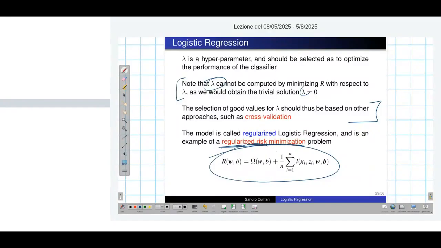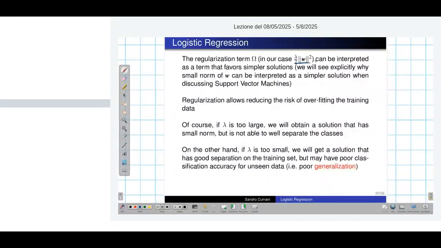Now, of course, this is part of a bigger framework which is called regularized risk minimization, where I have an empirical loss, as we have before, plus a regularization term that penalizes solutions that should be penalized because they typically tend to represent bad solutions, for example, because they represent overfitting. In our case, we can interpret this as being a solution that represents simpler separation rules, where simpler means the model is less confident, so lower norm means the model is less confident. Then for the SVM, we'll see why it's a better solution to have low norm of W in that context.